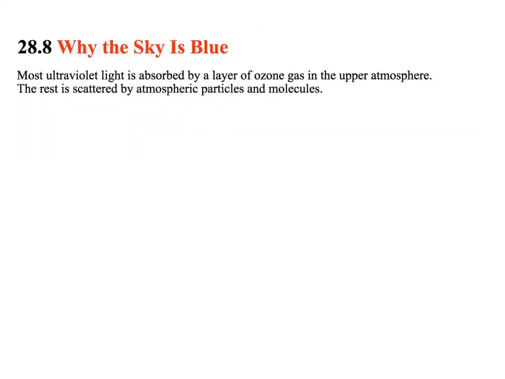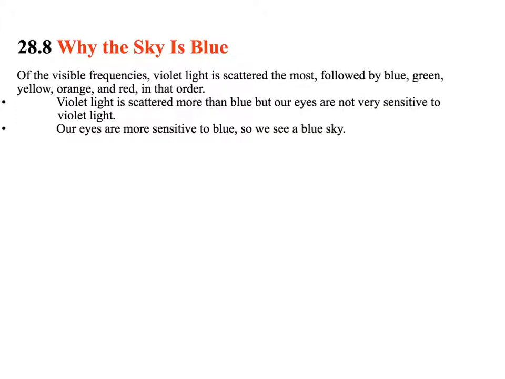Most ultraviolet light is absorbed by a layer of ozone gas in the upper atmosphere. The rest is scattered by atmospheric particles and molecules. Of the visible frequencies, violet light is scattered the most, followed by blue, green, yellow, orange, and red in that order. Violet light is scattered more than blue light, but our eyes are not very sensitive to violet light. Our eyes are more sensitive to blue light, so we see the sky look blue.